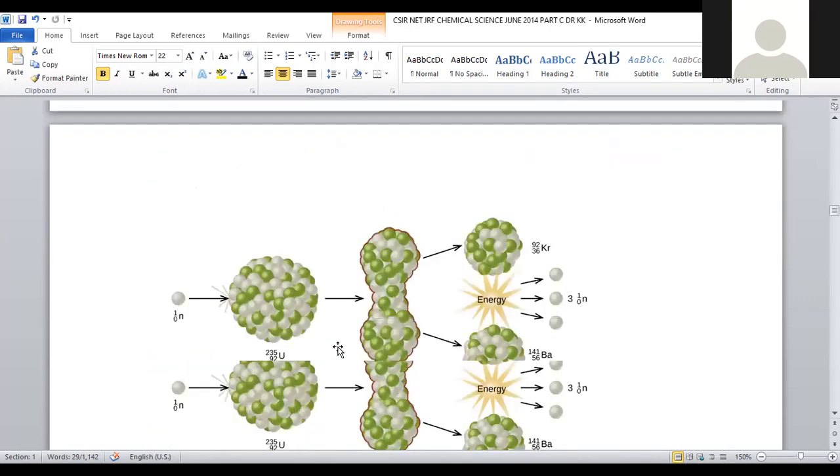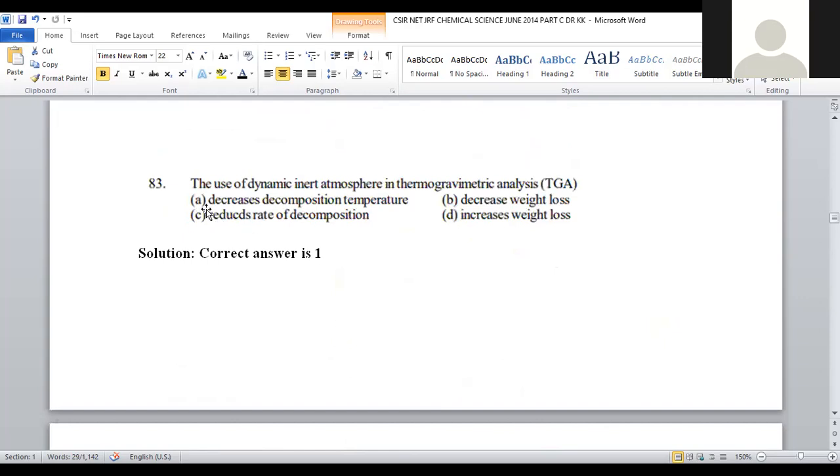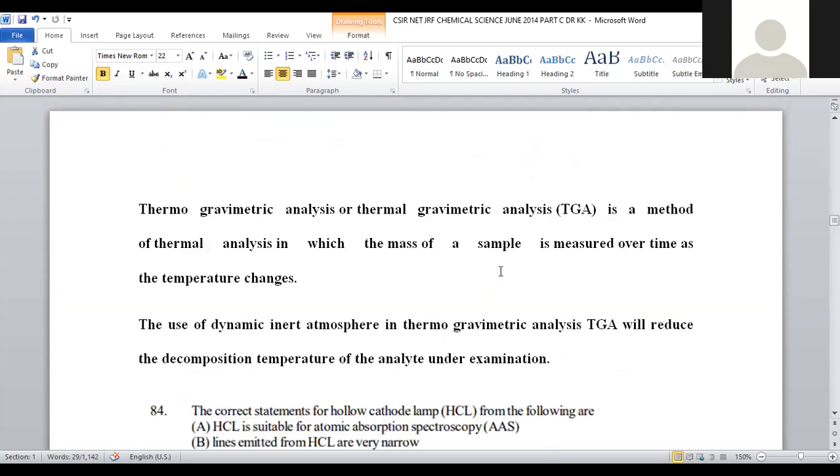Let us move on to question number 83. The use of dynamic inert atmosphere in thermogravimetric analysis. Thermogravimetric analysis is the technique where a variation in the mass with the temperature can be continuously monitored. How the mass of the species varies by changing the temperature, that kind of gravimetric analysis is called thermogravimetric analysis, TGA.